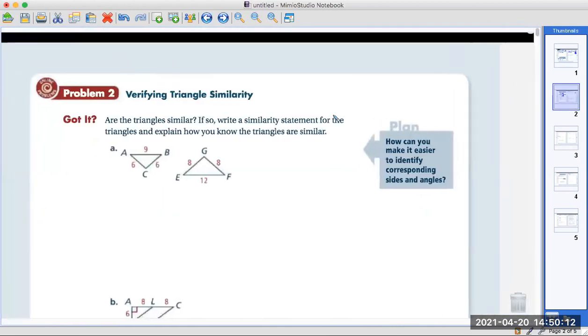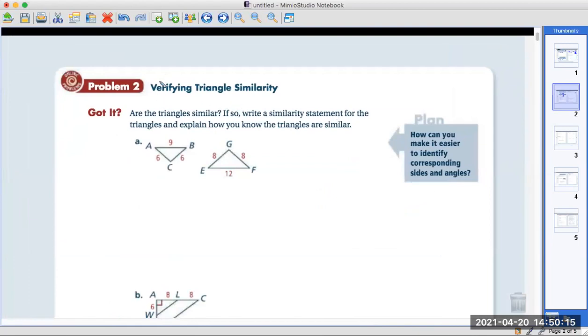Page 361 top, verifying or making sure triangles are similar, verifying triangle similarity. Are the triangles similar? That's the question. So the answer should be a yes or no. If yes, write the similarity statement, which I'll show you for the triangles, and explain how you know the triangles are similar. So you could say, by AA, or SAS, or side, side, side similarity. Those are the choices. That's why they ask you that at the end.